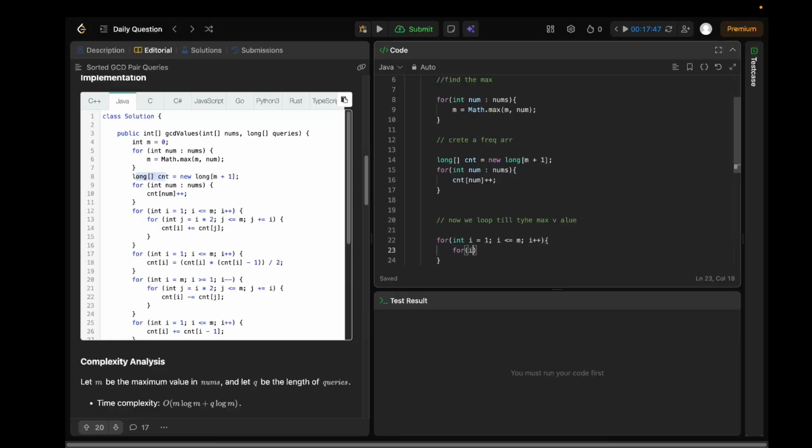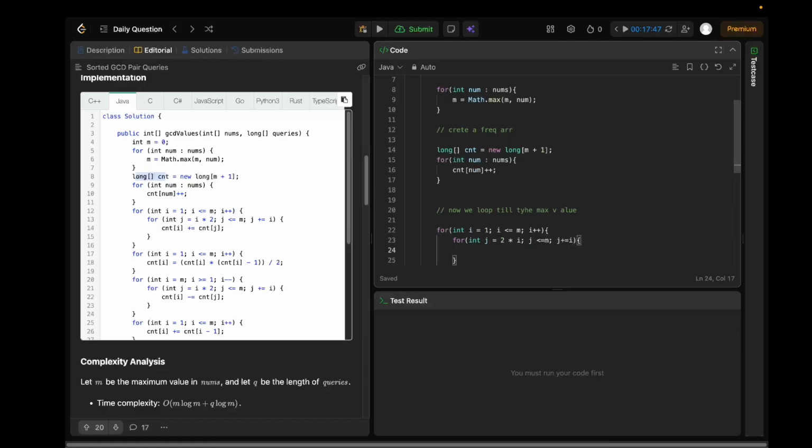We loop for integer j = 2 * i, I think. I'm not looking at the screen as of now. j = 2 * i, and j must be less than or equal to m, j += i, because we have to move by i, sorry. And then what do we get? We have to do count[i] += count[j].